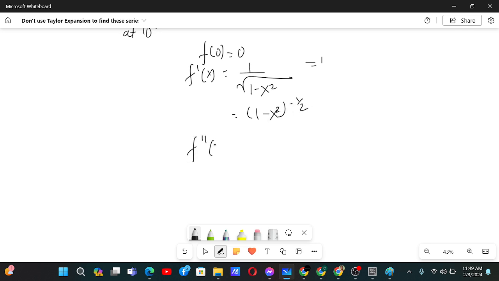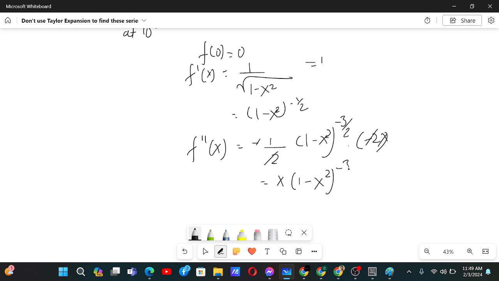Now we can definitely find f double dash x. That will not be a very hard thing. Minus 2x, and nicely minus 2 and this cancel out. We have x times 1 minus x square to the power minus 3 by 2. Now if we put 0 over here, f double dash of 0 will just be 0. Till now it's easy.